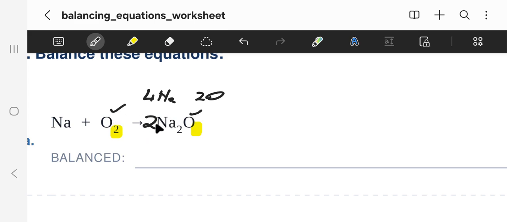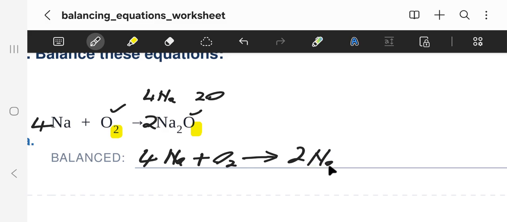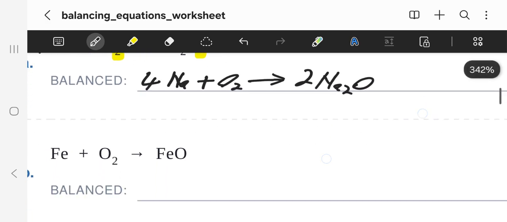Actually the oxygens are balanced, but the sodiums are not, because I have 4 sodiums on the right, but how many do I have on the left? I have 1. So I'm just gonna take a 4, put it on this side, and now I have 4 sodiums on the left and I have 4 sodiums on the right. So the equation is now balanced. So I can now quickly write my balanced chemical equation. Say 4Na plus O2 react to form 2Na2O. So now the equation is balanced.